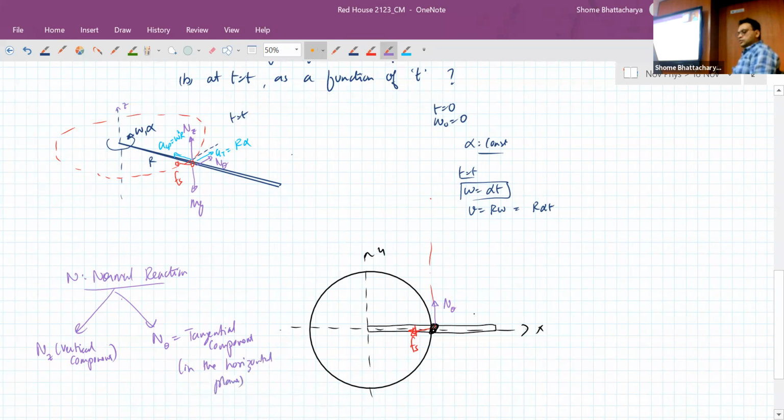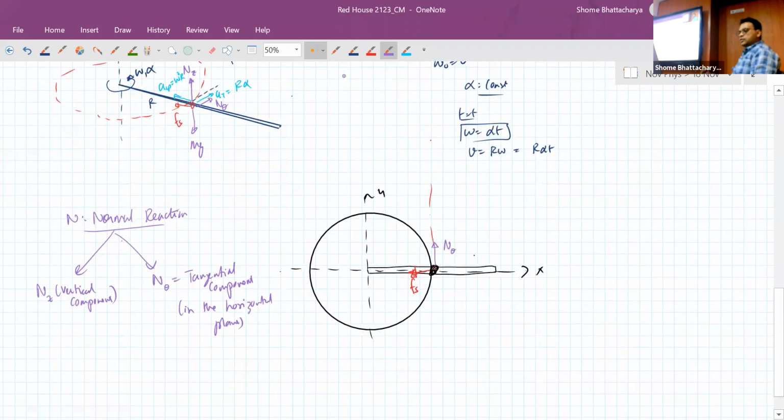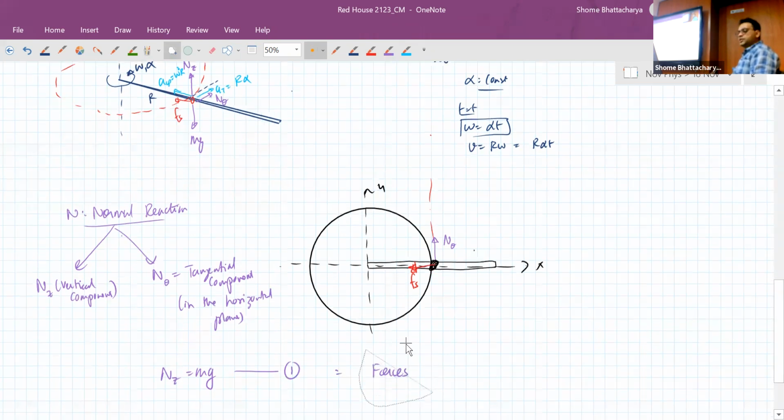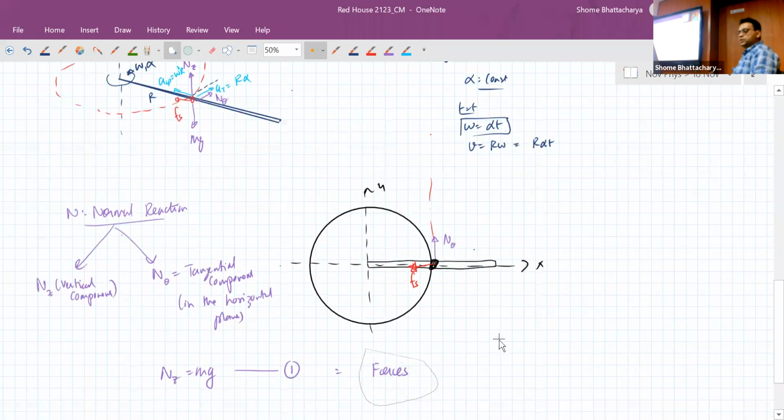Okay. So now we can see that we have n z is equal to mg. This equation shows us that the vertical forces are balanced, because there is no motion happening in the vertical plane. Whatever is happening is happening in the horizontal plane. So the vertical force is balanced.